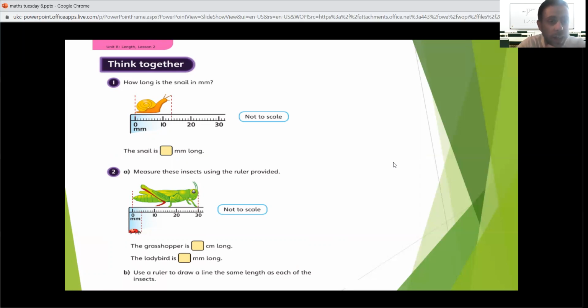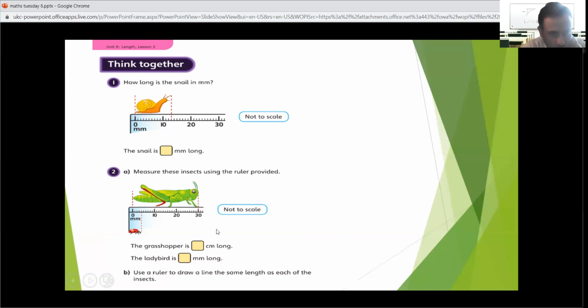Okay, so we had a snail first of all for number 1. You had to tell me how long it was from its tail. Is it a tail? Don't know if snails have tails. It's definitely got antenna though. So from this end to this end, and it's in millimeters. So there's 10, which would be a centimeter, but we've got 10, 11, 12, 13 millimeters for the snail. There we go.